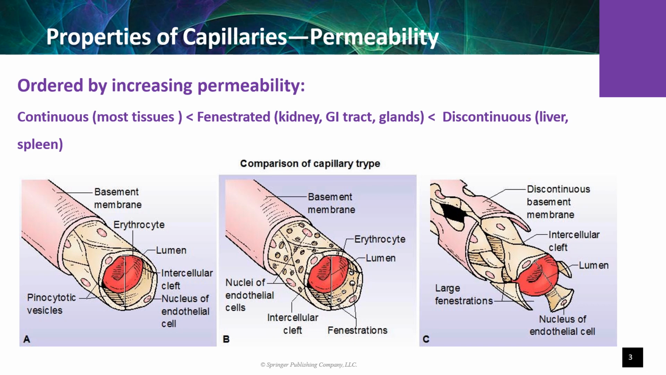Fenestrated, these are intermittent permeability. They allow higher rates of fluid exchange and greater exchange of molecules such as small proteins. Sinusoids are the most permeable. These are modified capillaries with large gaps between the endothelial cells, and they have a discontinuous basement membrane.